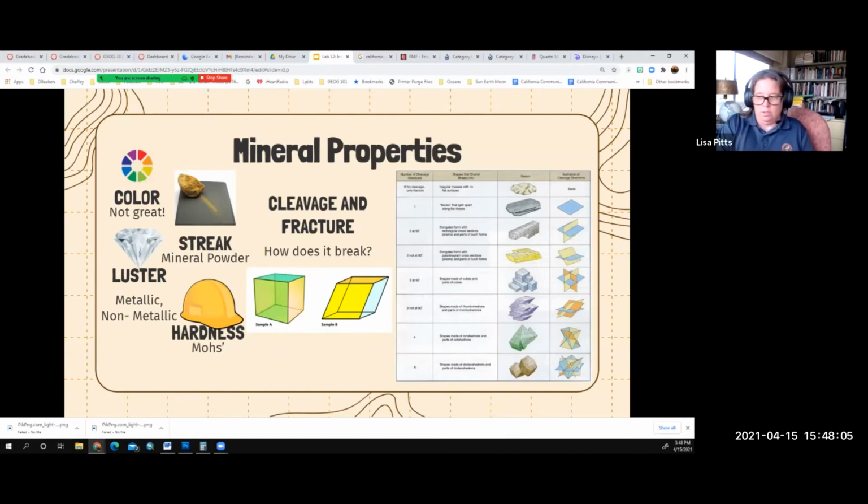Woohoo! And then sample B. There was a question C: how many planes or directions of cleavage does this have? So again, it's how many sides are parallel. 1, 2, 3. So it's got 3. And then this is what we call a rhombus. So it's kind of like an off kilter box.